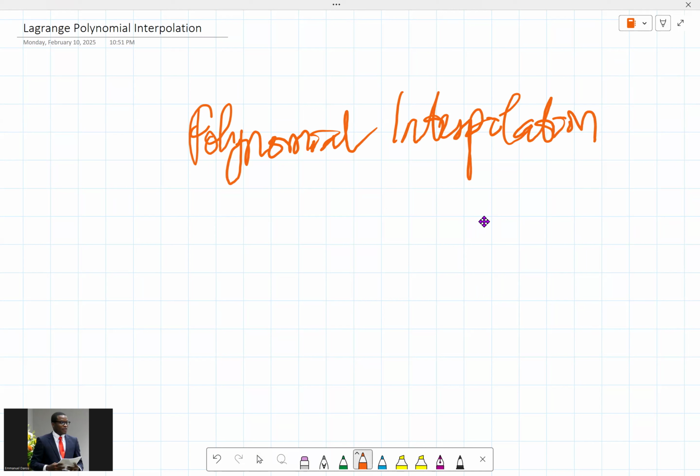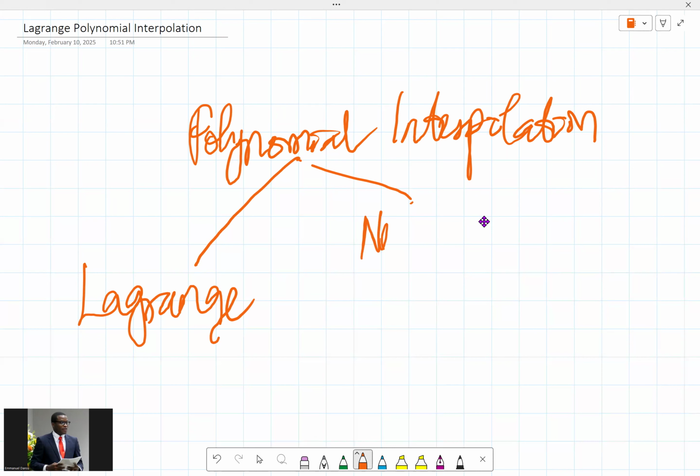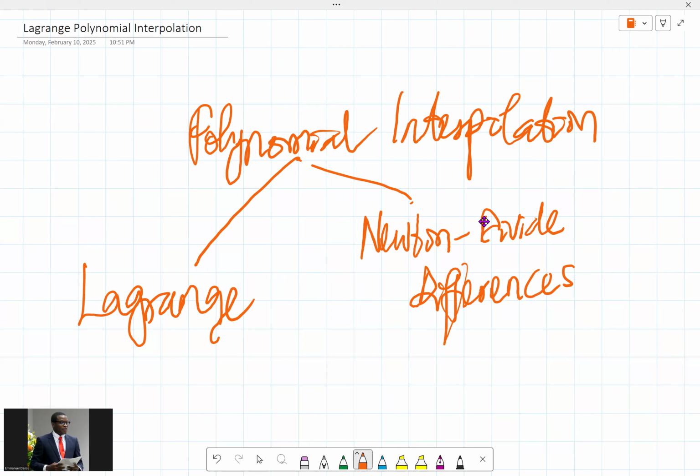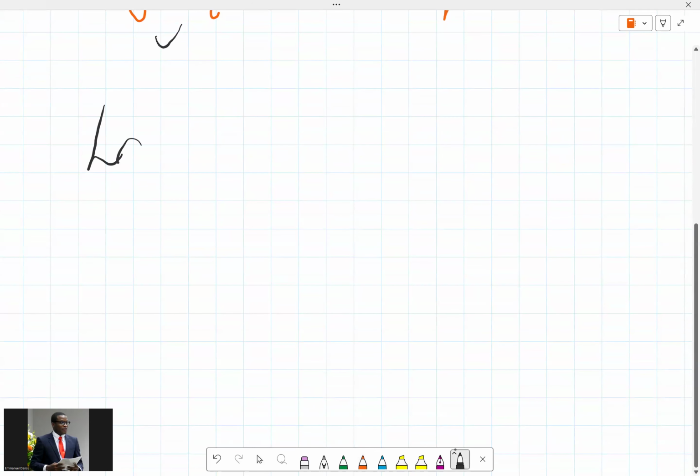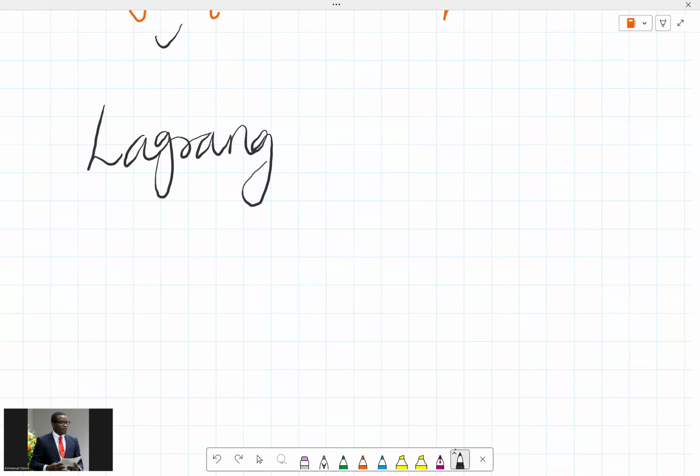So there are two aspects of that. The first is the Lagrange polynomial interpolation and the Newton divided differences. These are the two methods or forms of polynomial interpolation we have. So in this video, the focus is on Lagrange polynomial interpolation.